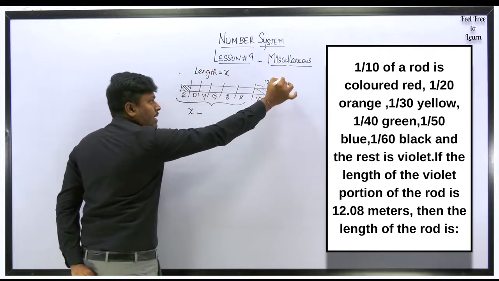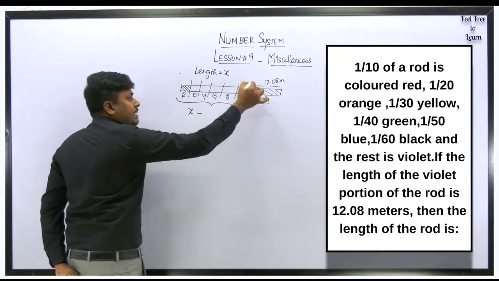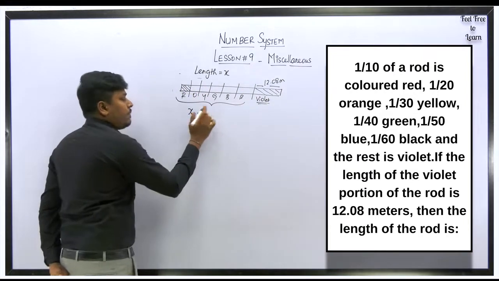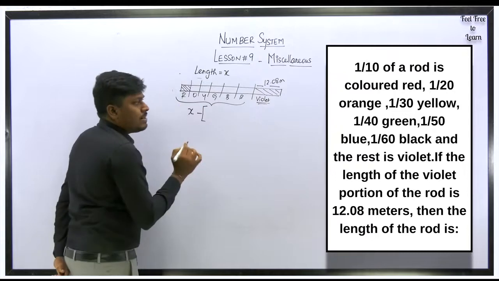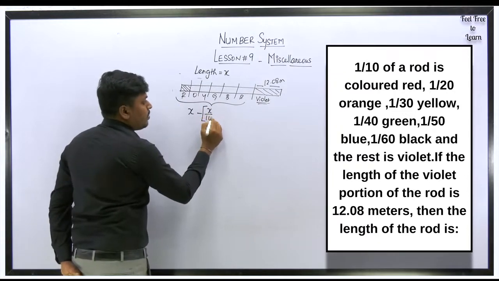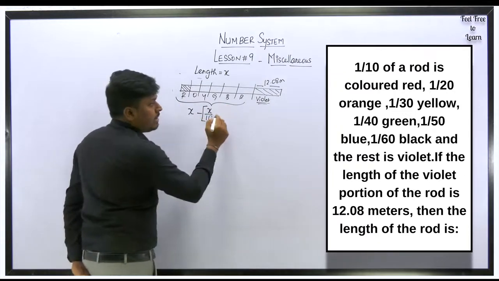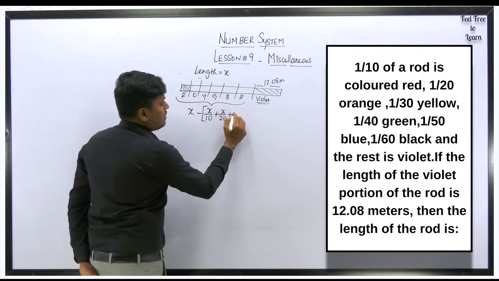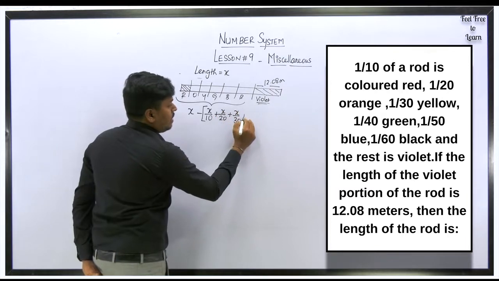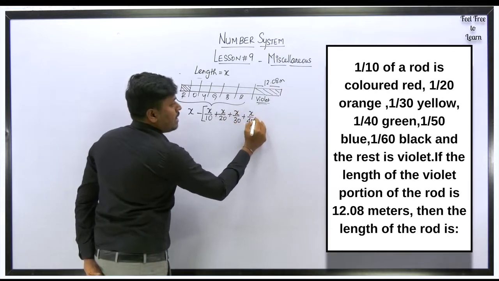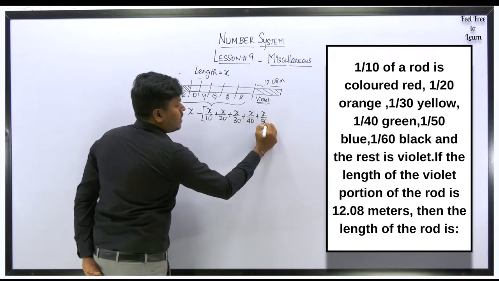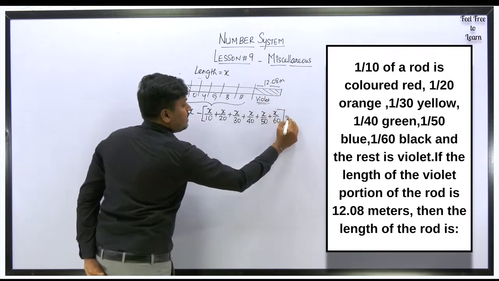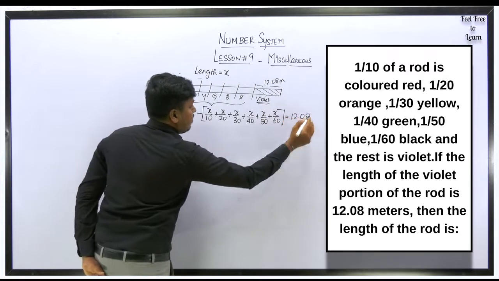From the total rod, if I subtract all these colors, then the resultant will be the violet color. So from the total, I am going to subtract how much red? X by 10 of the portion is colored red. Similarly, x by 20 is colored orange, x by 30 yellow, x by 40 green, x by 50 blue, and last will be x by 60 black. So the resultant will be the violet color, which is 12.08.